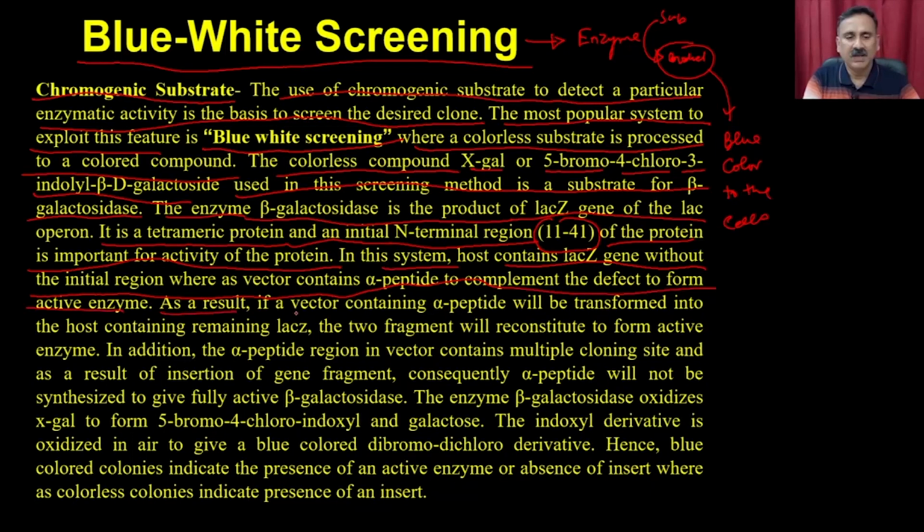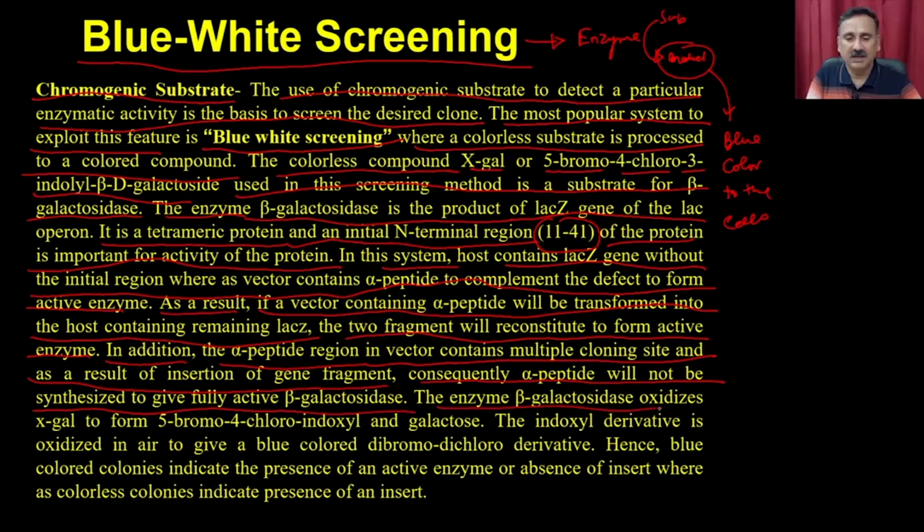As a result, if a vector containing the alpha peptide is transformed into the host containing the remaining lacZ, the two fragments will combine to form the active enzyme. In addition, the alpha peptide region in the vector contains the MCS, and as a result of insertion of the gene fragment, the alpha peptide will not be synthesized to give the fully active beta-galactosidase.